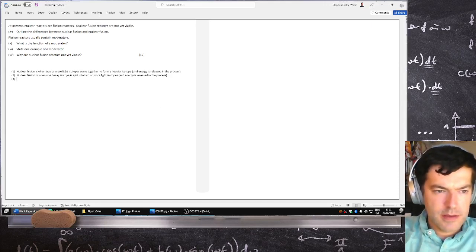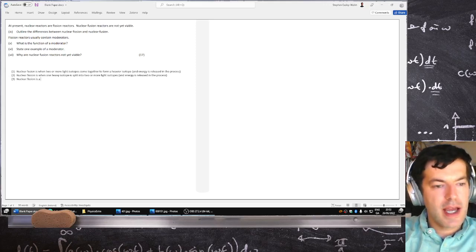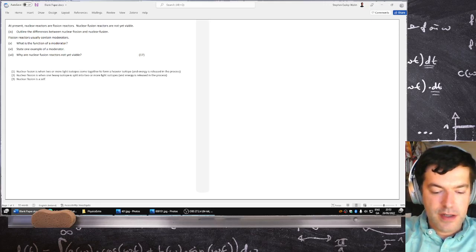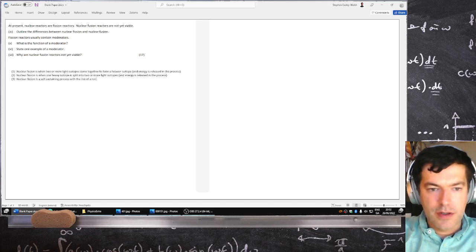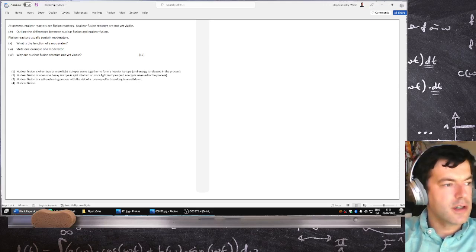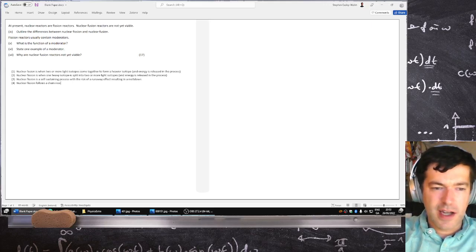What else? Nuclear fission is a chain reaction process, meaning it is... or I should say, nuclear fission is a self-sustaining process with the risk of a runaway effect resulting in a meltdown. Nuclear fission follows a chain reaction process.